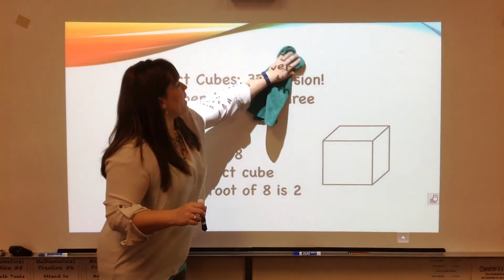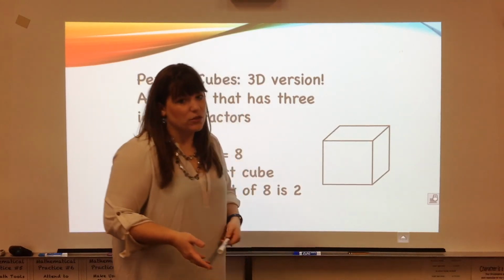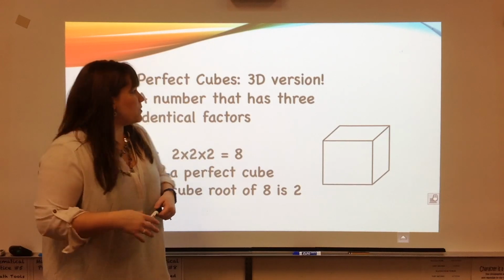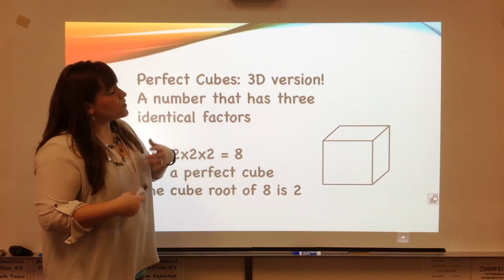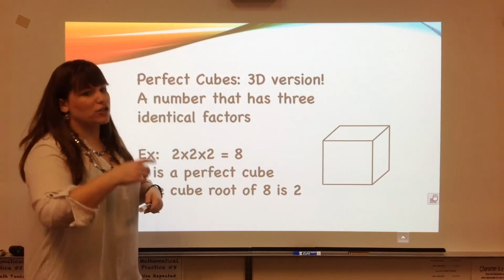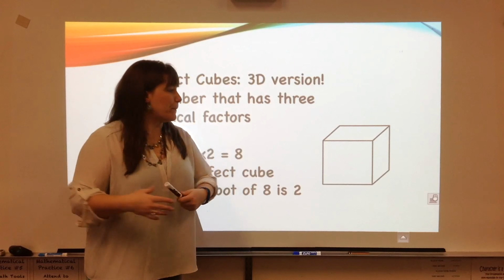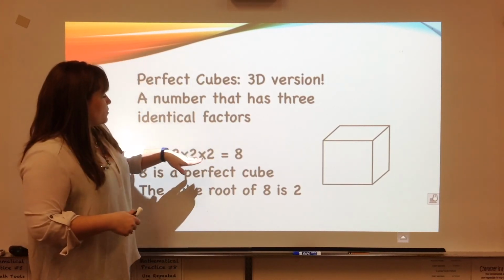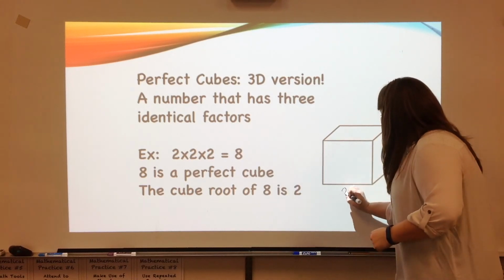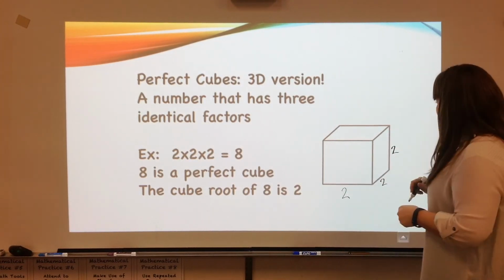A final little note. Remember I told you that when something is raised to the third power, it's special as well because we could call that 3 cubed or 8 cubed. A perfect cube is the 3D version of a perfect square, and it's a number that has 3 identical factors. So it's like 3 times 3 times 3. My example is 2 times 2 times 2. So if you had a cube, one of the sides would be a 2, the other side would be a 2, and same with the third side.